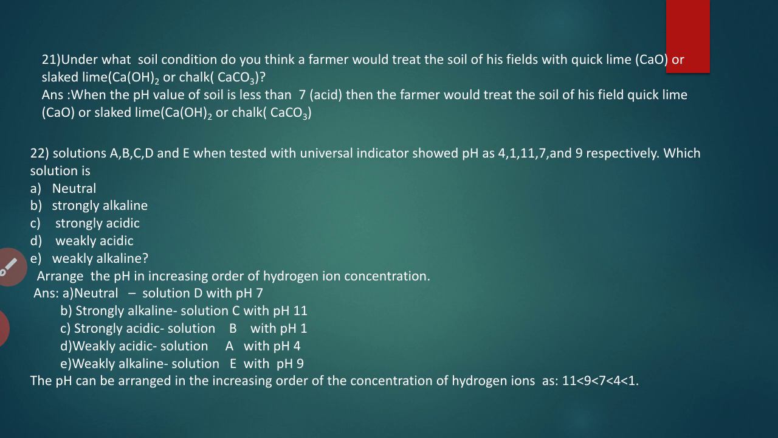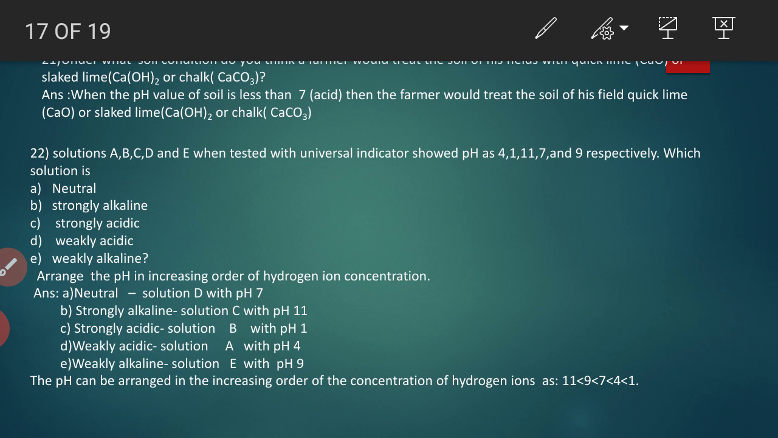Here one more question is given. Arrange the pH in increasing order of hydrogen ion concentration. So which solution comes first? Obviously it is solution C, right? Its pH value is 11, and then 9, then 7, and 4, and finally 1.